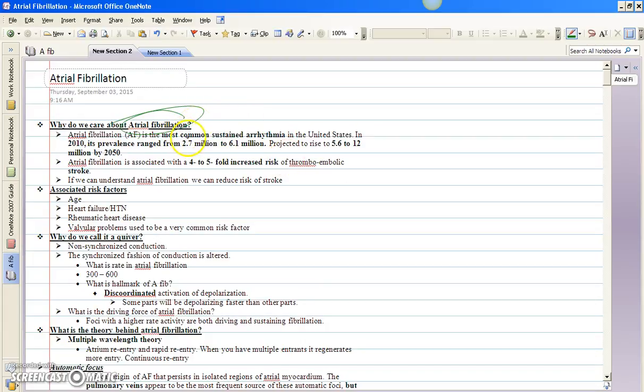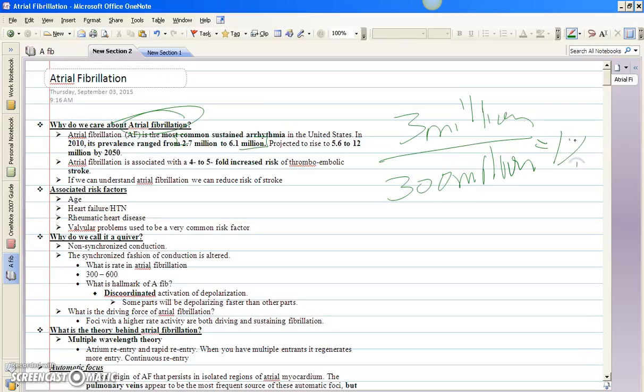Its prevalence has ranged from 2.7 to about 6 million in 2010. So if we think about that in terms of a ratio, let's just use 3 million for number's sake, divided by the US population. That means 1% of the entire population has AFib, so already it's very common. If you think about it, you're walking on the street, you're driving in your car, you pass 100 cars, at least one of them is bound to have atrial fibrillation.